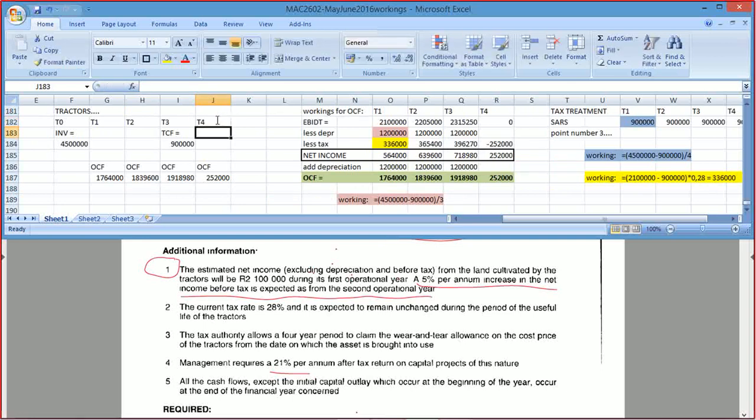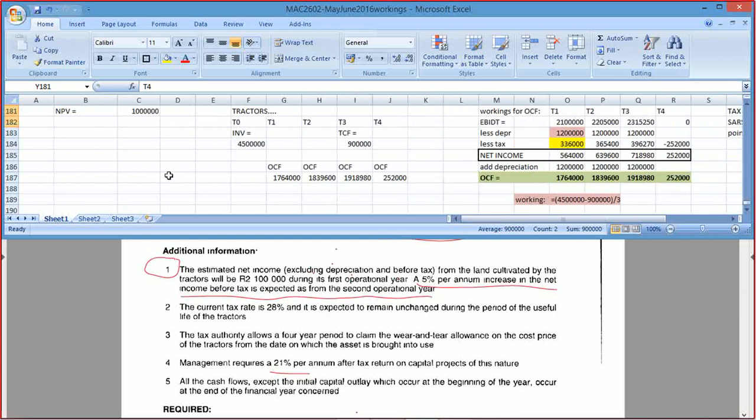Okay, so there is going to be a fourth year. The fourth year, this 25200 is just the tax benefit that you get in the last year from the wear and tear allowance that you would claim in year 4. Yes, sir. Okay. Alright, now we can work out NPV.